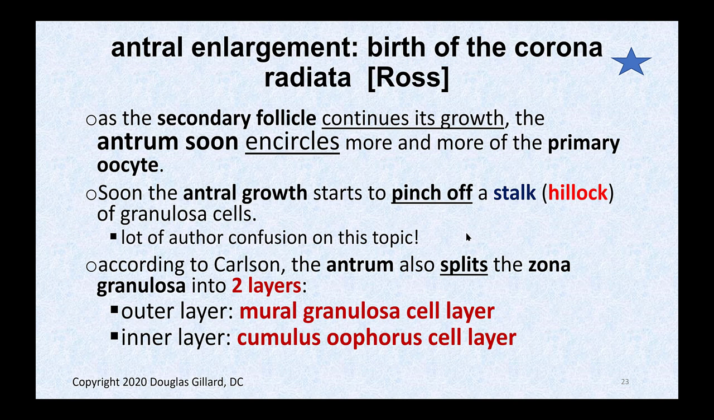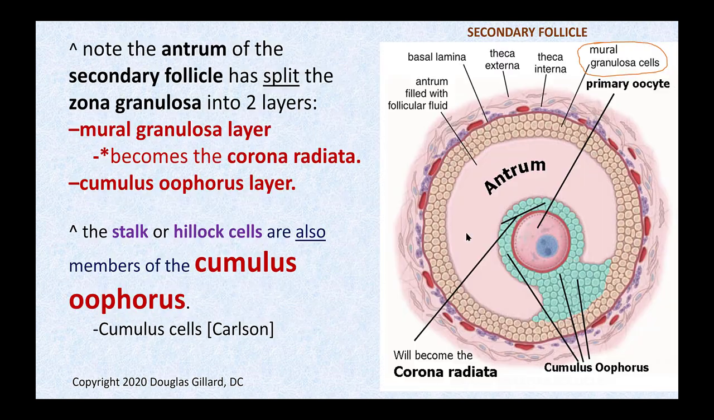Right? So, as I said, the antrum gets bigger and bigger, and pretty soon it almost completely surrounds the primary oocyte, and it starts to create a little stalk. It doesn't completely surround it, but it creates a stalk, which is called the hillock. A lot of author confusion in this area. But anyway, Carlson, which is my favorite embryology book, also says that the antrum will split the zona granulosa into two layers. So let's take a look at these layers here.